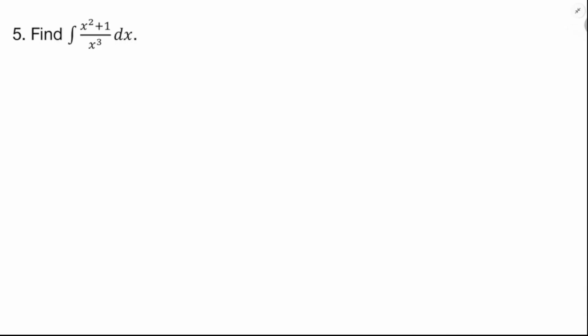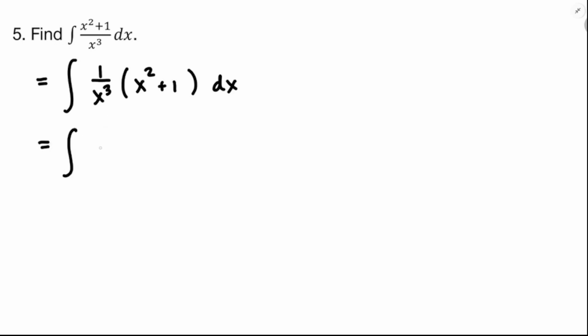All right, the last one I've got for you is one where we're just going to do algebra on this. We're just going to use the distributive property. So we're going to say, all right, this is 1 over x cubed, still anti-differentiating, multiplied across the x squared and the positive 1. And if I distribute that, x to the 2 divided by x to the 3, that's x to the negative 1.